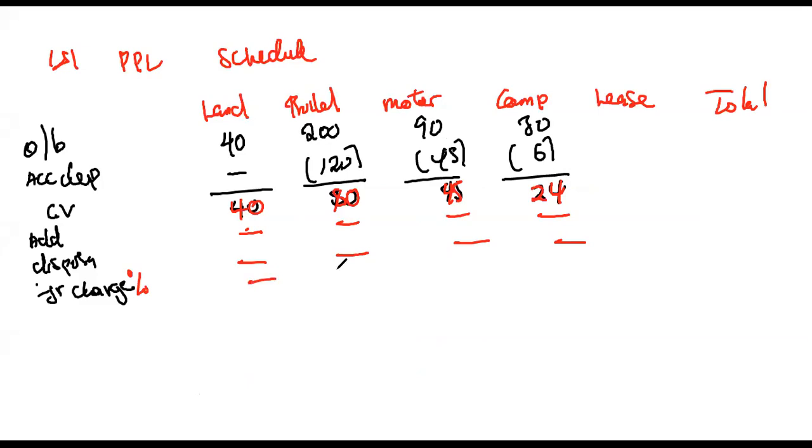We have land, there's no depreciation. On buildings, we have 5% charge there, 5% charge. On motor, what's our charge there? 25% charge.